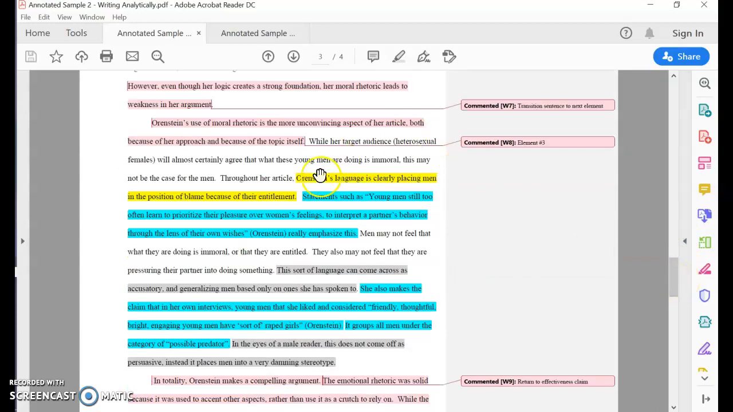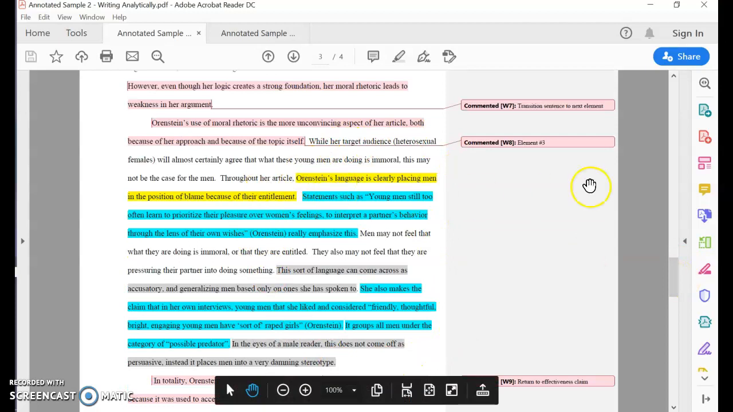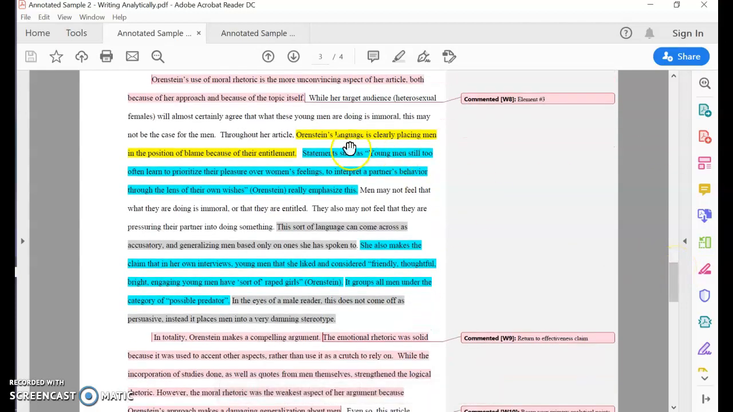Element 3 is talking about language choices, so this might be interesting for those of you that are talking about language. She's saying the language clearly places men in the position of blame. Statements such as these really emphasize this sort of language, and this is the analytical part: this sort of language can come across as accusatory and generalizing men based only on one she's spoken to. So again, she's talking about the effect of these statements, of that language.